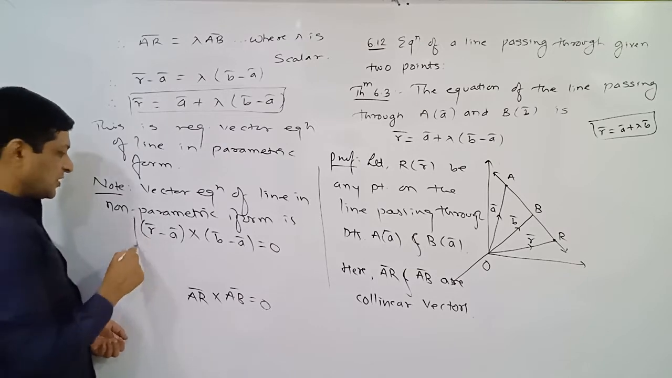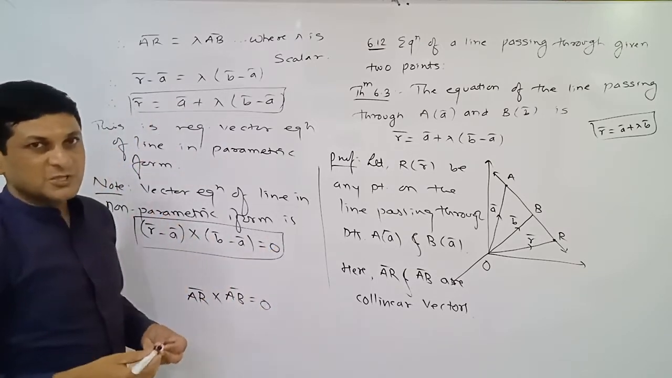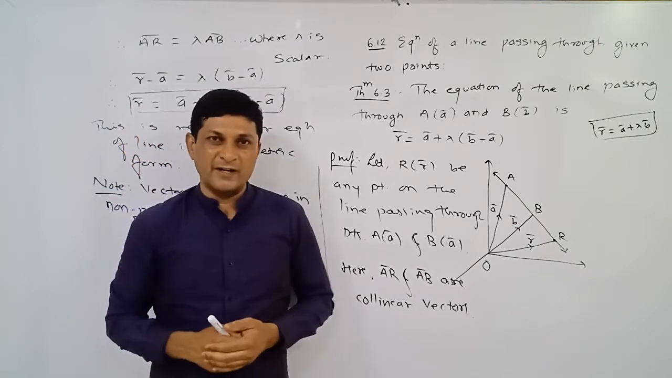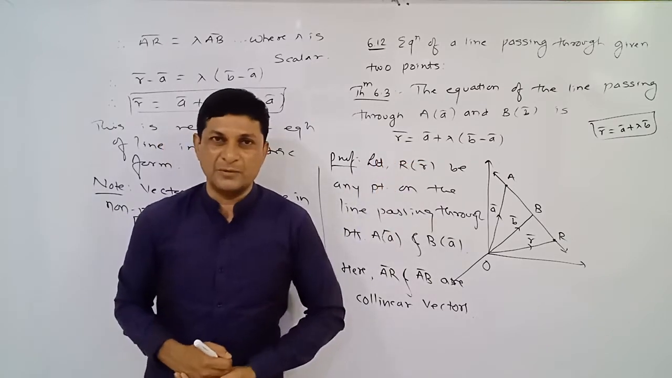So in this way we have got the parametric equation and the non-parametric equation of the line when the line passes through 2 points. Now we are trying to convert this vector equation into the Cartesian equation.